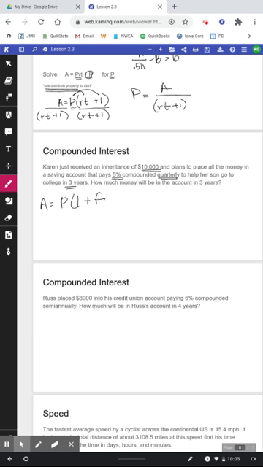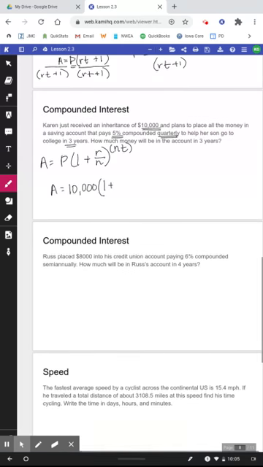Here is our formula. So it wants to know how much money in the account. So I'm going to start with account equals. My principal is my money I inherited here, so 10,000. And then I have 1 plus. My R is my rate, and it needs to be as a decimal. So 5% as a decimal is 0.05.